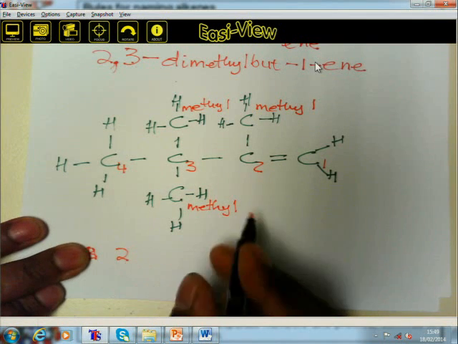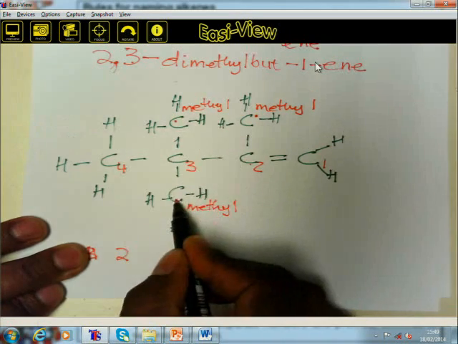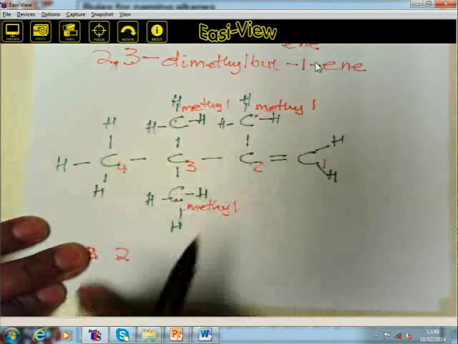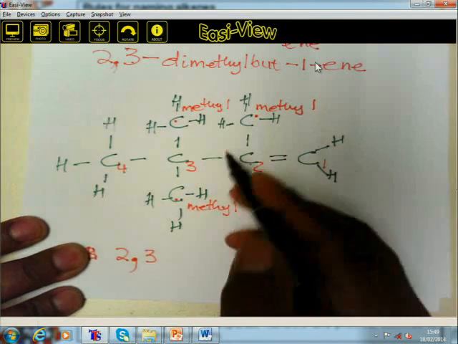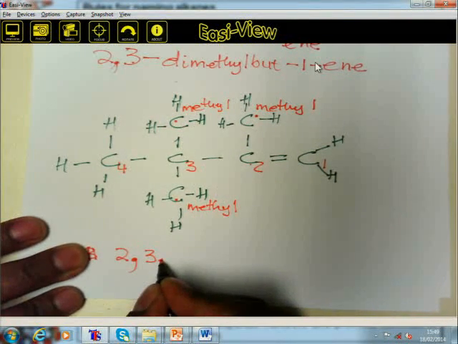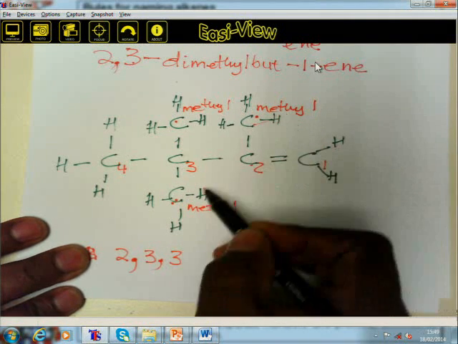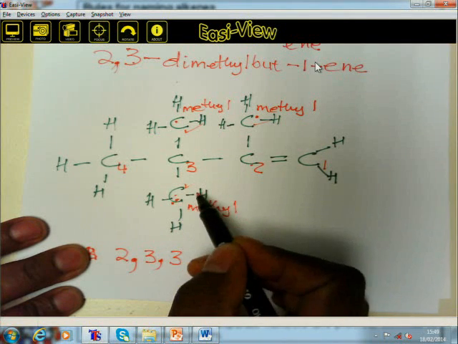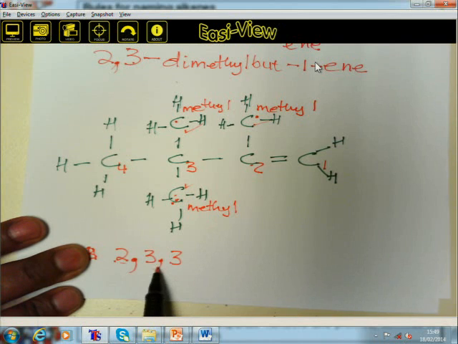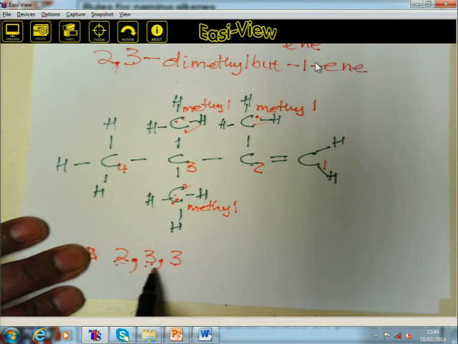At carbon number 2, the substituent is methyl, still methyl, still methyl. So all three are identical. At carbon number 3, I've got that methyl. Again at carbon number 3, I've got this one. So at carbon number 2, I've got that one. Carbon number 3, I've got methyl, and another, again carbon number 3, this methyl. So I've got 2,3,3. So I've got 3 substituents. I must also check here, I've got 3 numbers: 2, 3, 3.